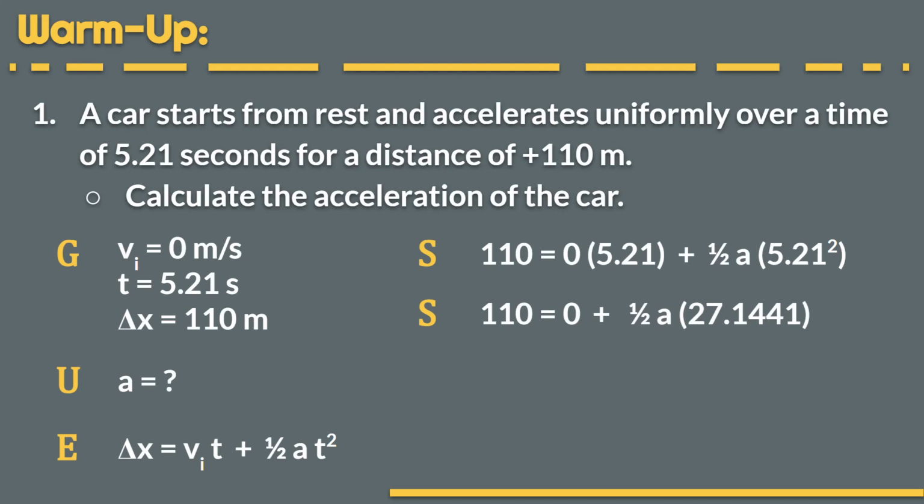0 plus 1/2 A times 5.21 squared is 27.1441. You don't have to write all the steps, but I'm going to go ahead and do it so you can see where I'm getting it from. By the way, if you end up with something like this where you're adding 0, you can just cross that out because we don't need to type plus 0 in a calculator. We all know that that's not going to do anything.